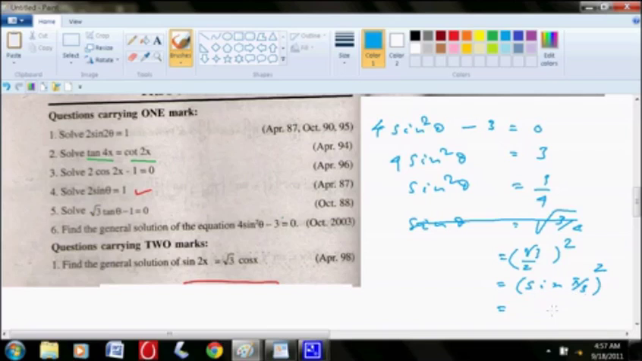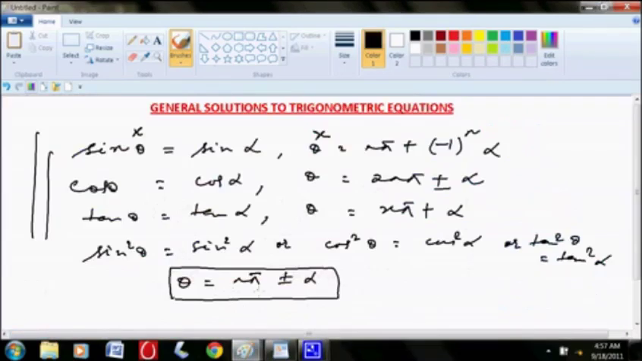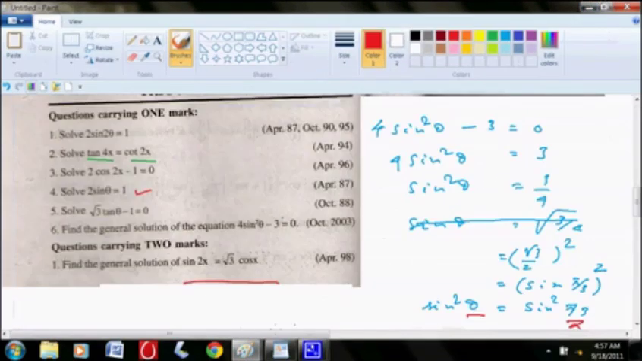Sine pi by 3 whole squared is also written as sine squared pi by 3. So this is your sine squared theta. Then I will use the formula for sine squared theta is sine squared alpha, and this is n pi plus or minus alpha. So the answer I will get is theta is n pi plus or minus pi by 3.